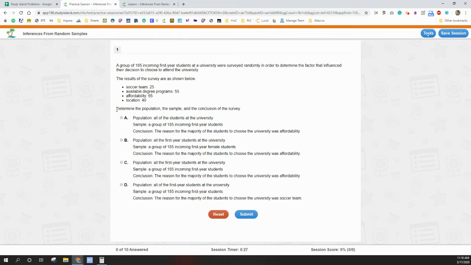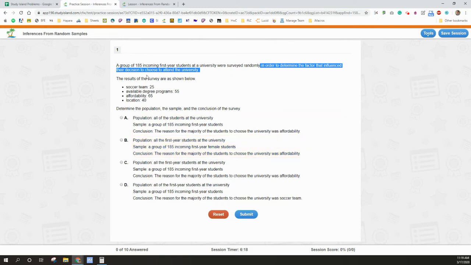So the population is the group the people doing the survey want to know about. So it says a group of 185 incoming first year students at a university were surveyed randomly in order to determine the factor that influenced their decision to choose to attend the university. So that's what we want to know. They want to know about the first year students, and they chose 185 of them to ask. So the population they care about is first year students. Here it says all the students at the university as the population. That's incorrect because they only care about the first year students. Here, population, all the first year students at the university. So B so far is hitting the right thing because it says the population's all the first year students.